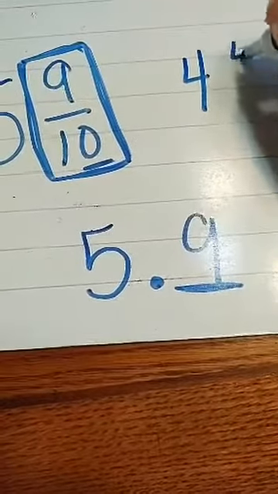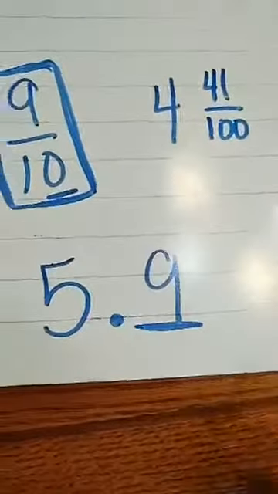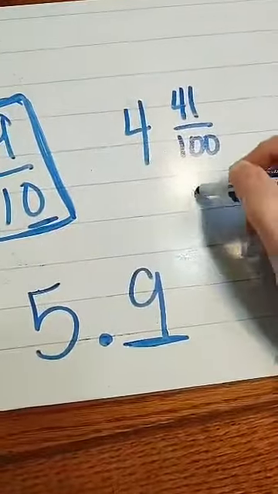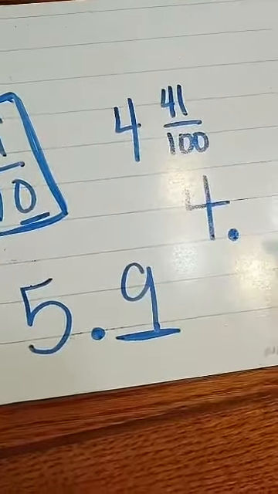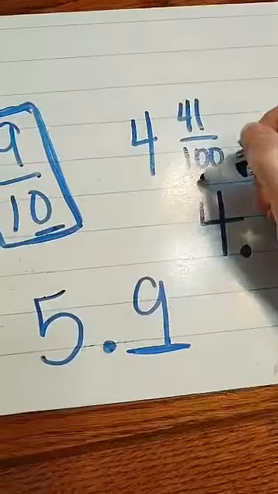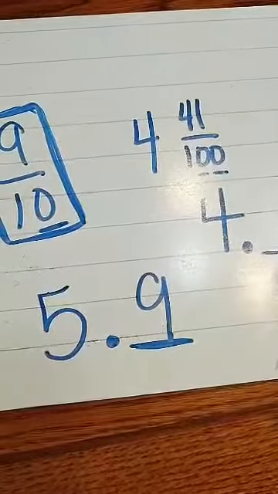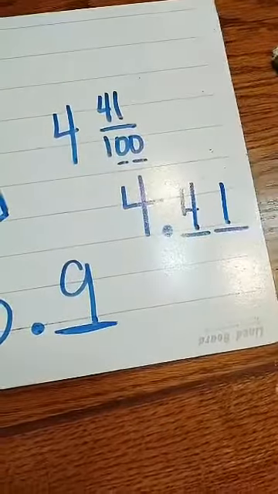4 and 41/100ths. Walk me through it, guys. What do I do with my 4? You got it. I put it in front of my decimal. How many spots am I going to have after the decimal? Yes, you're right. I have 2 zeros on that 100, so I'm going to have 2 spots. And what do I fill in those 2 spots? My numerator, with the last number of it going in that last spot.